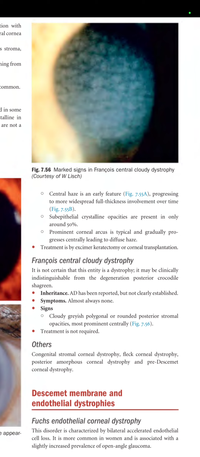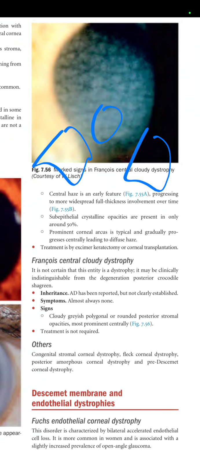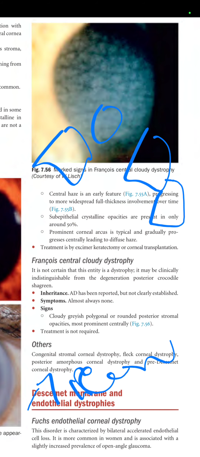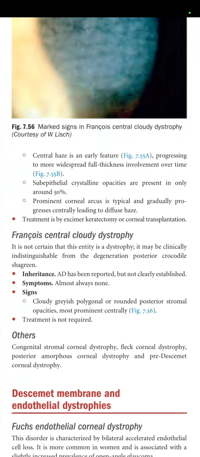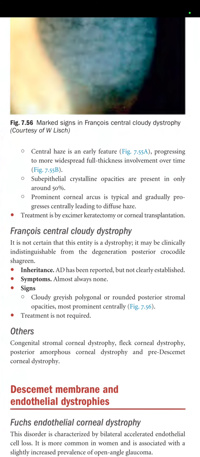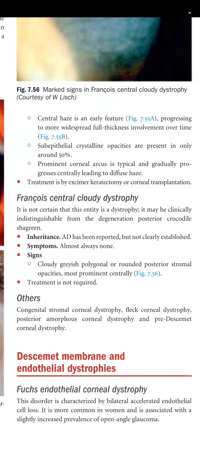Now Francois central cloudy corneal dystrophy. So basically these are the polygonal shape opacities in the posterior part of the cornea and it resembles a degeneration like a crocodile shagreen. It is not certain that this entity is a dystrophy. It may be clinically indistinguishable from the degeneration posterior crocodile shagreen. Inheritance autosomal dominant has been reported but not clearly established.